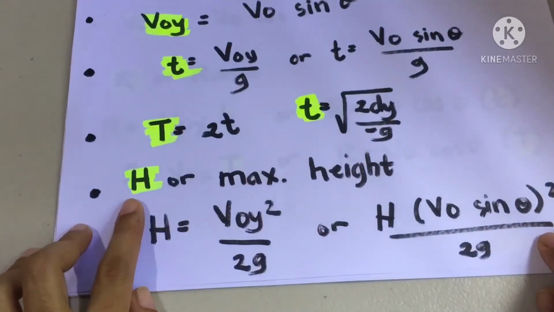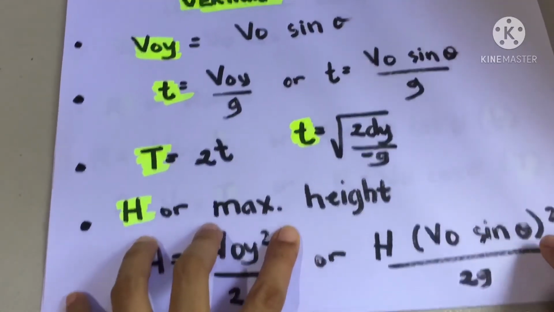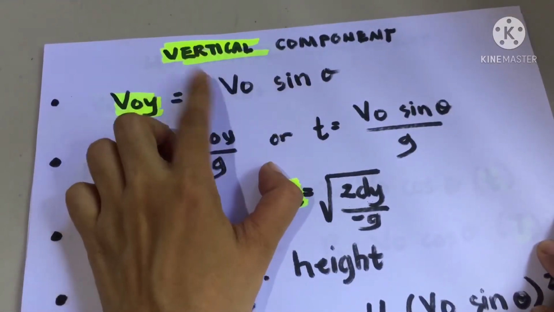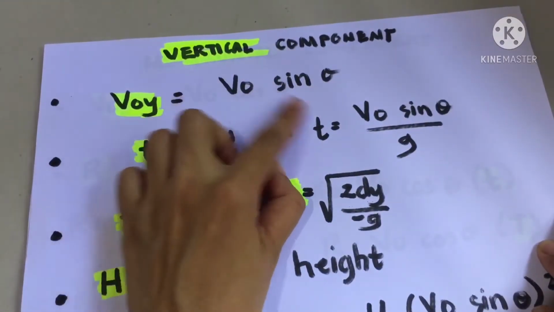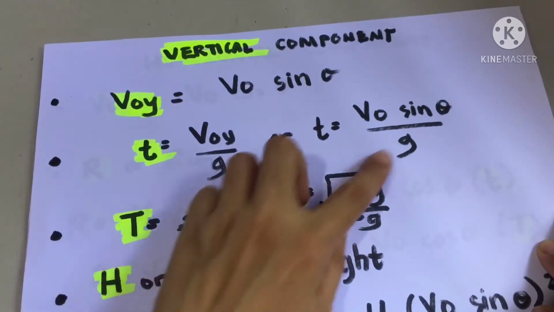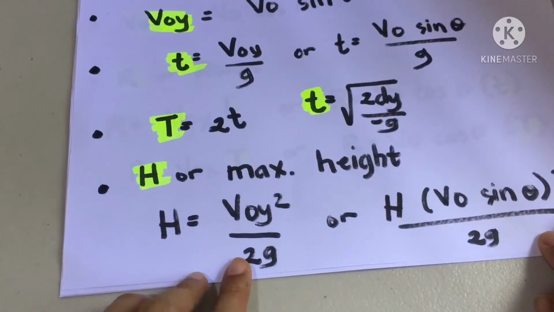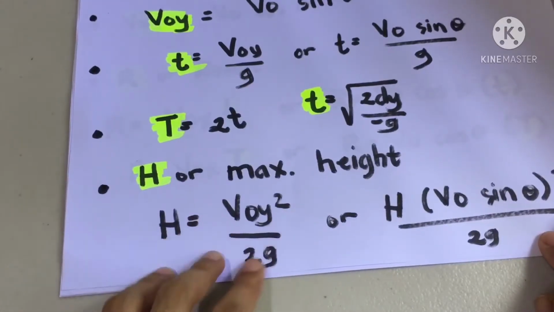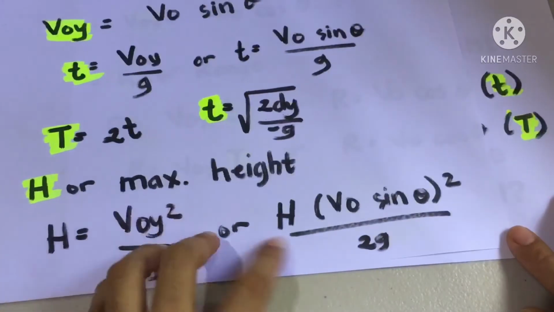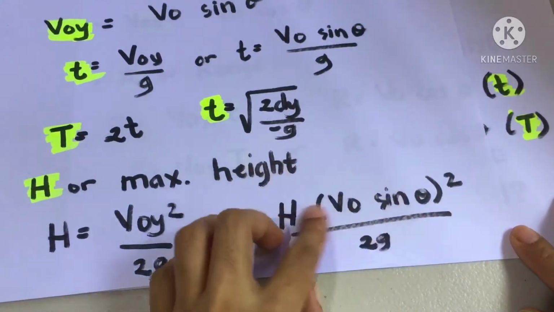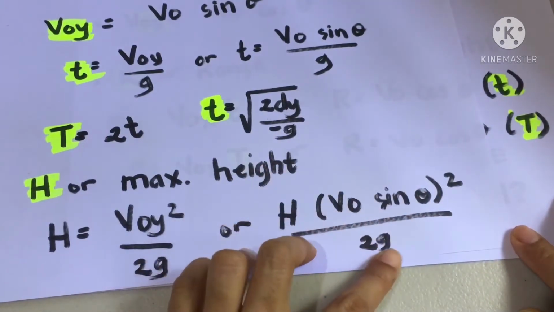Okay? Next, for our h or maximum height, it belongs to the vertical component because the vertical component is what? Under the influence of gravity. So you can see these are the formulas with gravity. Okay? For the h, we can use this formula: VOY squared divided by 2g, or h is equal to VO sine theta squared, multiplied by itself and divided by 2g.